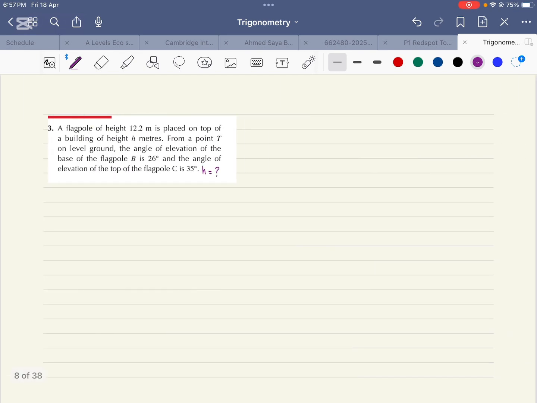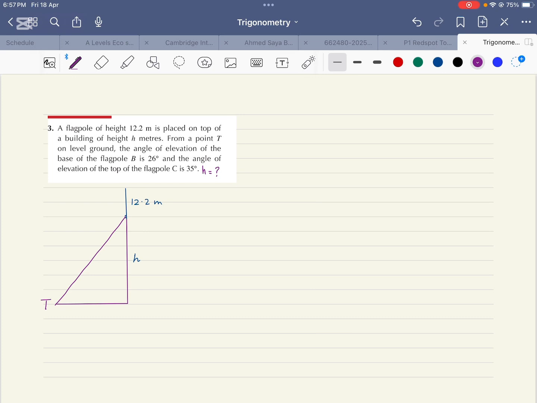Moving on to the next question, it says a flagpole of height 12.2 meters is placed on top of a building. This is a building, and let's say this is a flagpole here. The height of the flagpole is 12.2 meters, placed on top of a building of height h meters. From a point T on the level ground, the angle of elevation of the base of the flagpole is given.